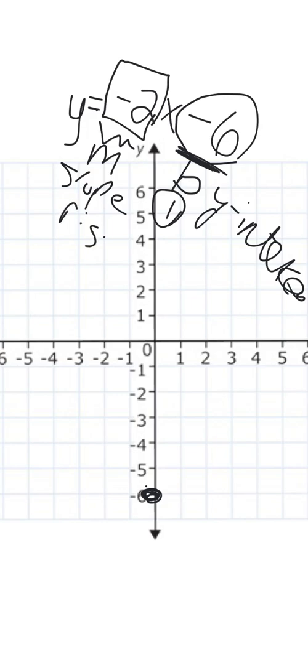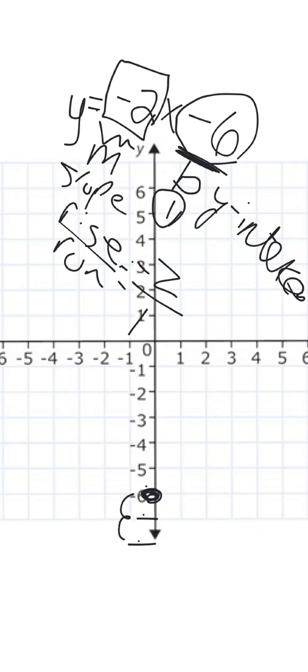Slope is the rise over the run. And if you have to rise negative 2, that's a fall, because you have to go down. You also run 1. Now, you can fall 2 and run to the right 1 and put a point. But you notice that this is off of the graph.